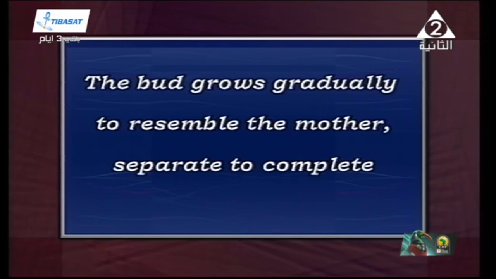After that, the bud also grows gradually to resemble, meaning to look like, to be the same, a copy of the mother cell or the parent cell. It may separate to complete its life, or it may stay and form a colony, and so on.